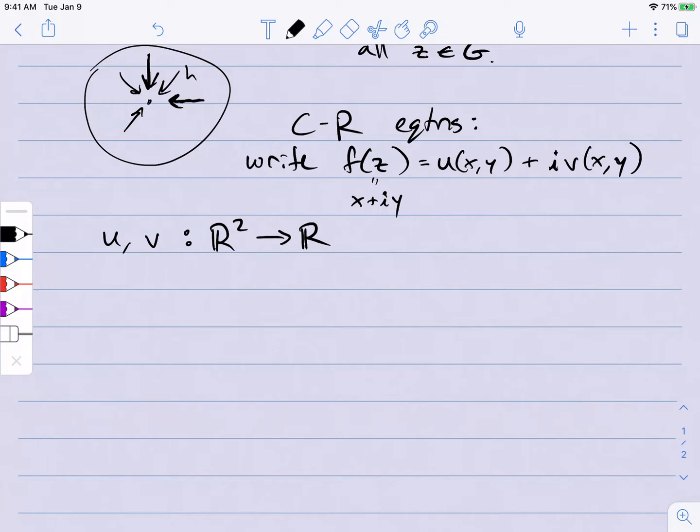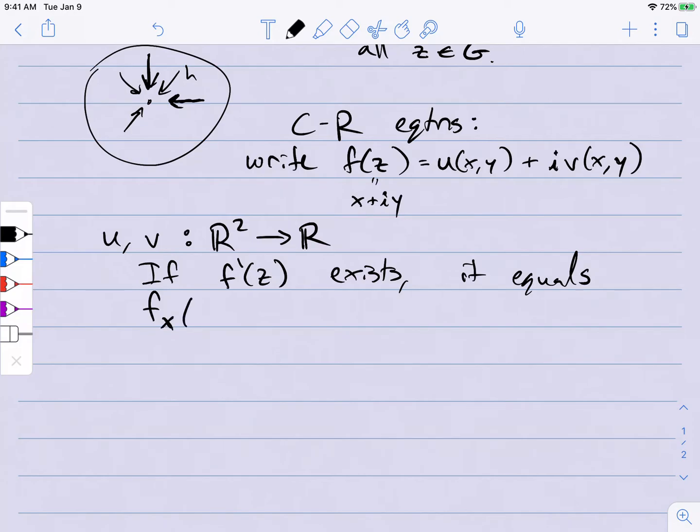And the Cauchy-Riemann equations say that if f prime of z exists, then it equals, if I choose a horizontal path, then it's equal to just taking the partial with respect to x, which we calculated was the same as the partial of u with respect to x plus i times the partial of v with respect to x.